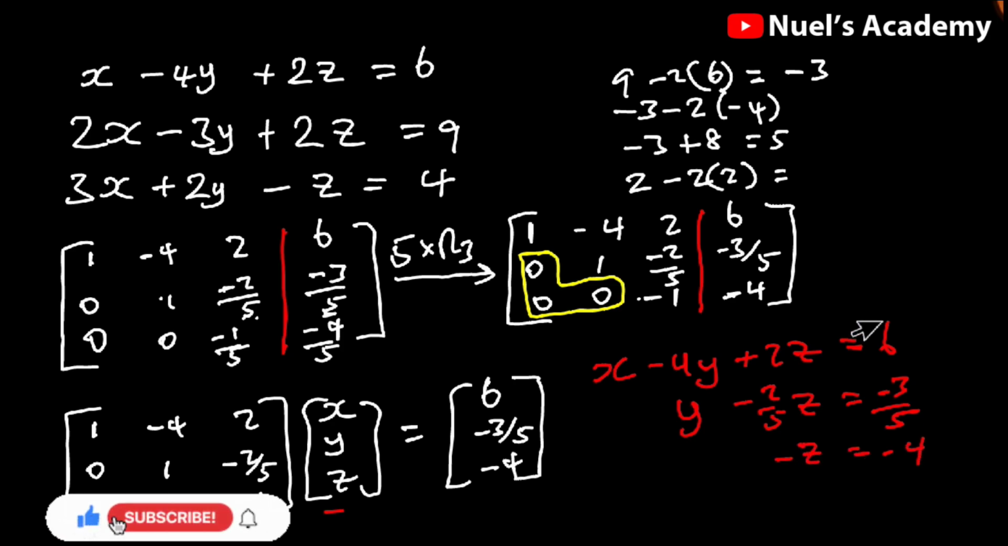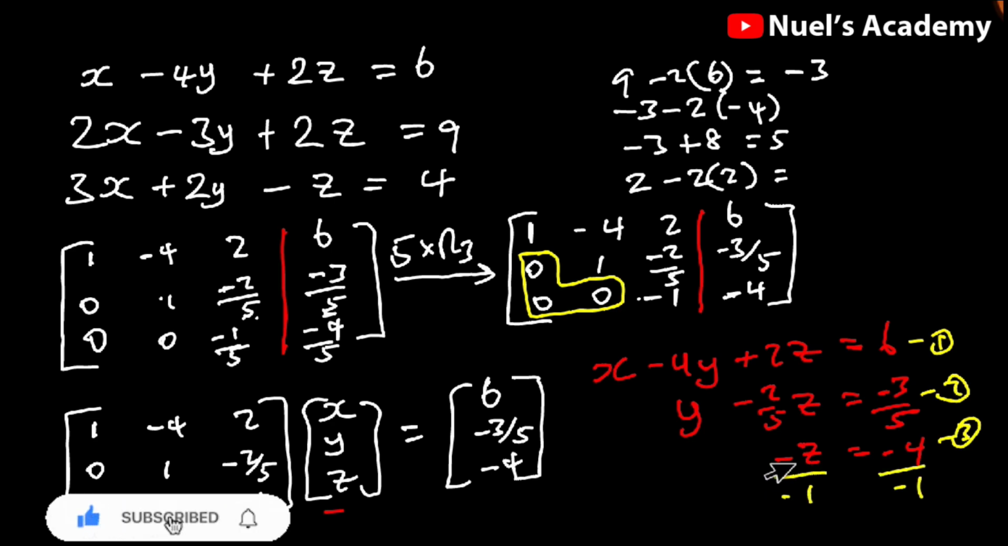Now if you look at these three equations, this is equation 1, equation 2, equation 3. So from these three equations, let's find the value of x, y, and z. We're going to start from equation 3 because it is the easiest one to do. So we're going to divide this by negative 1, so that this and this will cancel, this and this will cancel. Our z will be equals to 4. So we have found the value of z. Let's plug in this value of z into this equation 2 to find the value of y.